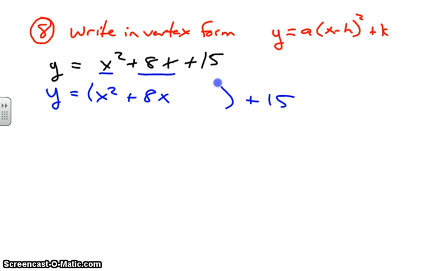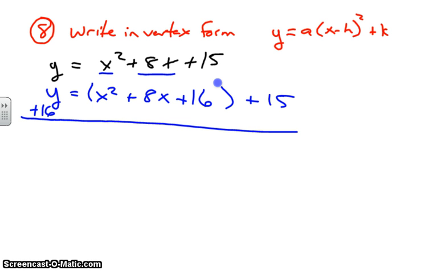So what will we add? If we ignore the 15 and just push it to the right, what can we add? Or what do we need to add? 16, right. So when we add 16 to this, we now have a perfect square trinomial. But we added 16 to the right side, so what else do we have to do? Good, add it to the left.